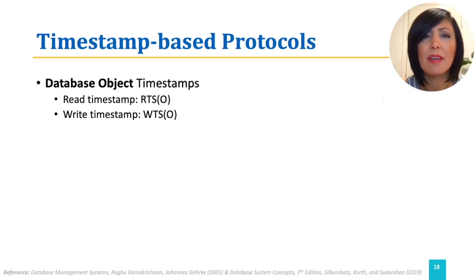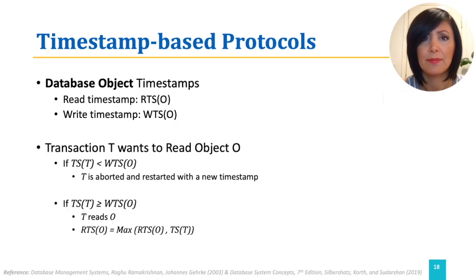Now, how do we define the ordering? Let's start with reading an object O. Say transaction T wants to read object O. What can happen? If the timestamp of the transaction is smaller than the write timestamp of the object, it means that the most recent write on the object would violate the timestamp ordering between this transaction and the writer transaction. This will result in an overwritten object after read. Therefore, the transaction is aborted and restarted with a new, larger timestamp.